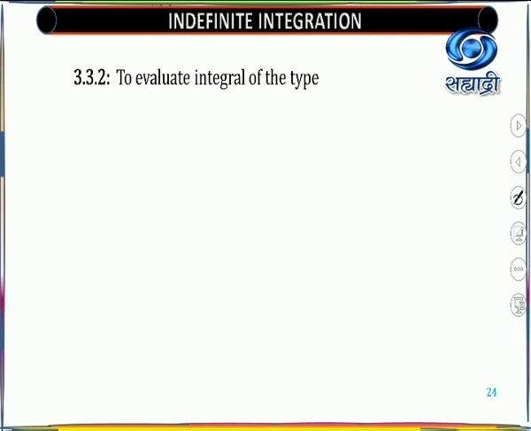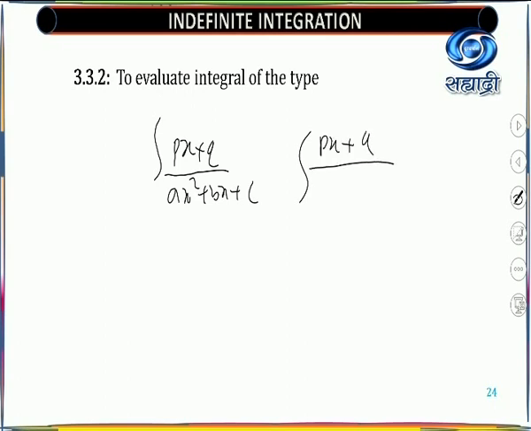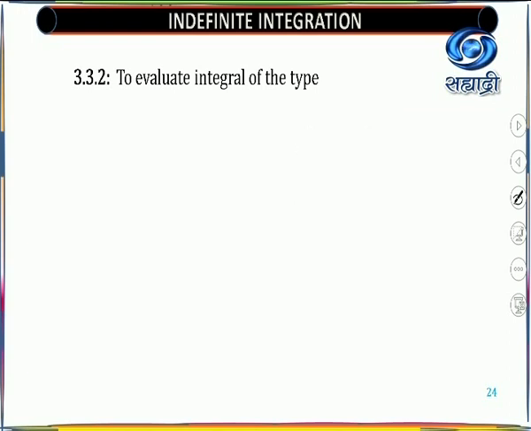Again there are other types of integral, which is nothing but integral of px plus q. And you know that if it is in the denominator, ax square plus bx plus c, or integral of px plus q upon root of ax square plus bx plus c, you know what the substitution is. The same way we will evaluate this type of integral also. The type is integral of px plus q times root of ax square plus bx plus c into dx.